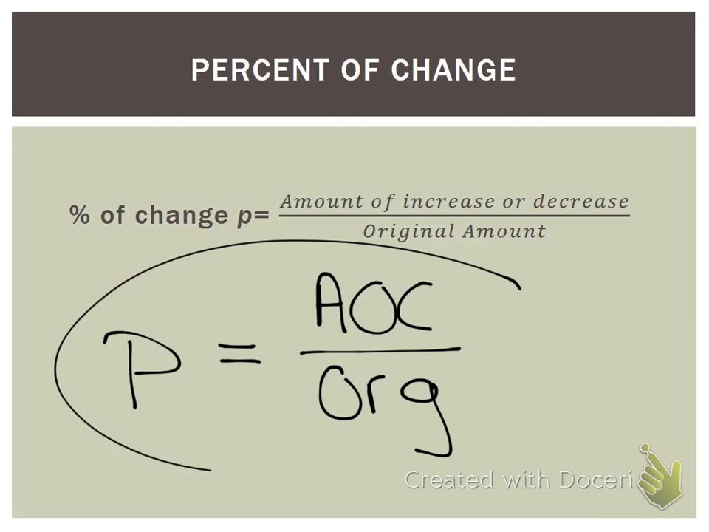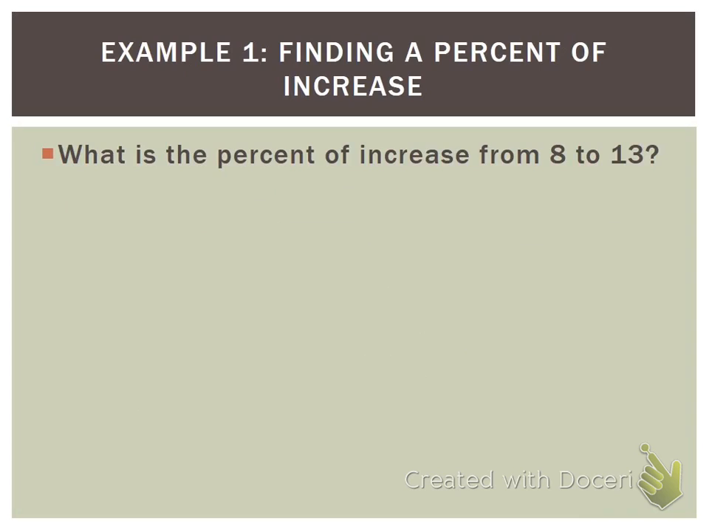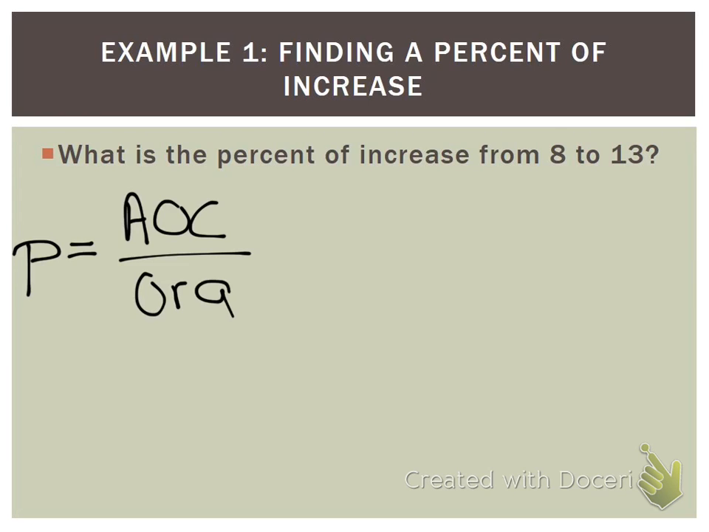This is going to be your original problem on all of your questions. This will be your original problem instead of writing the original problem from the book. So let's look at example 1. In the first example, we're finding percent of increase. So again, tell me what's my formula? P equals AOC over ORG, amount of change over the original.